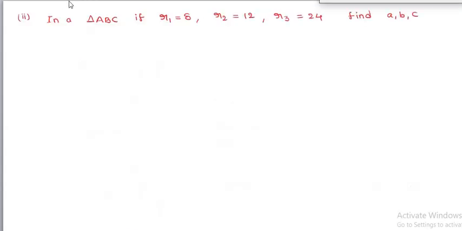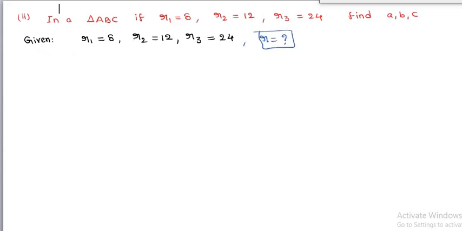So very important. In triangle ABC, R1 is equal to 8, R2 is equal to 12, R3 is equal to 24. Find A, B, C. Next, R is not given, so we have to find out R also. So what is the relation formula?